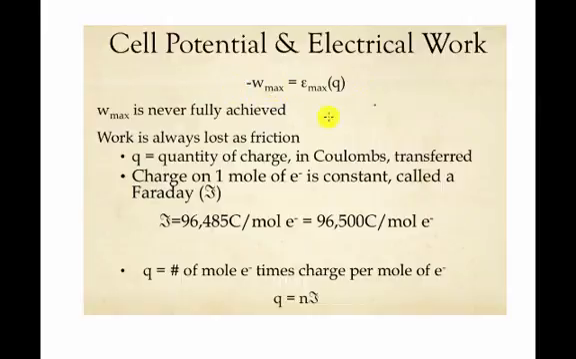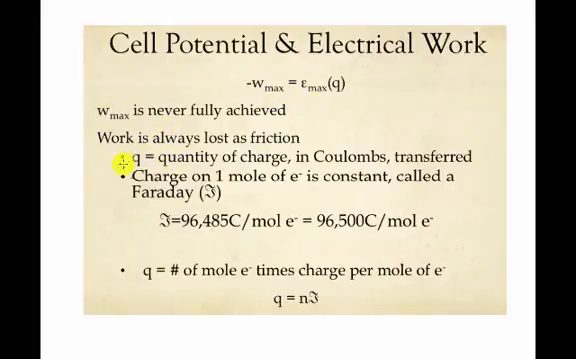So if I rearrange that equation, what I'll have is work is equal to the amount of cell potential coming from a cell or battery and the amount of coulombic charge that's going to transfer. Now the problem with this is that this is the maximum energy that we could possibly get, and we're never going to achieve that. It's always going to fall short of that.